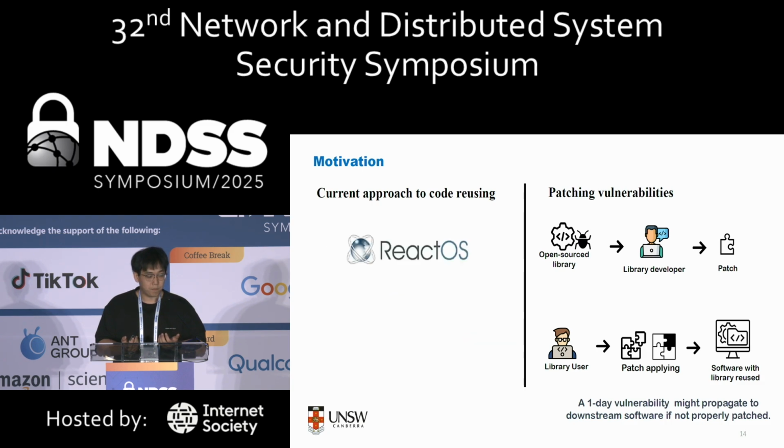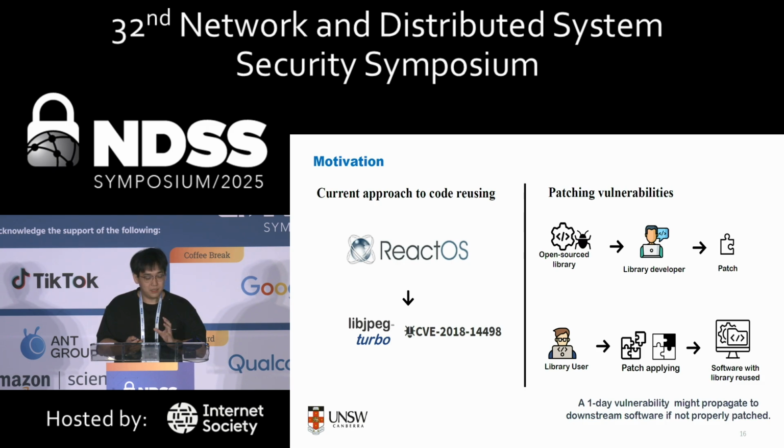For example, here is ReactOS. This software actually reuses a lot of different libraries, for example, zlib, freetype, and maybe libjpeg. And there's a vulnerability named CVE-2018-14498 in libjpeg. So if the ReactOS developer didn't patch this vulnerability properly, this CVE will not only affect libjpeg, but also affect ReactOS.